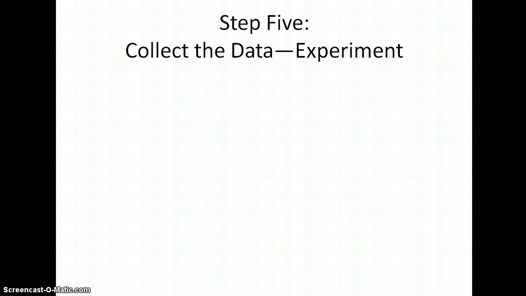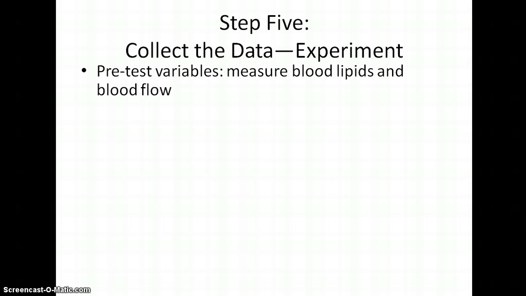Step number 5, collect the data. When you do an experiment, you have to pre-test your variables. So we want to pre-test our blood lipids and our blood flow. We want to measure the fat in the blood, and we want to measure how well the blood vessels are dilating, how well they are allowing that blood to flow, how well the endothelium is producing that nitric oxide that makes the blood vessel dilate and allows that blood to flow.